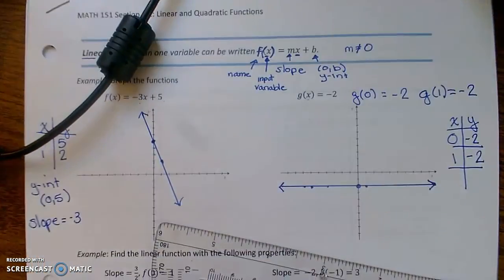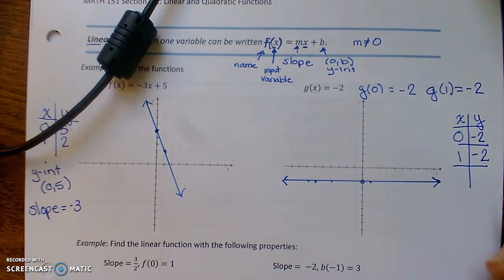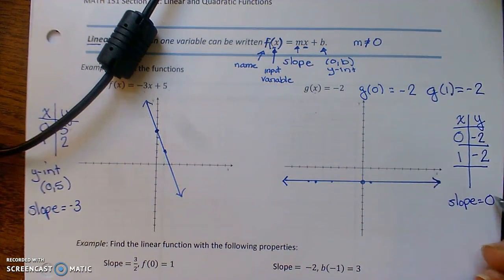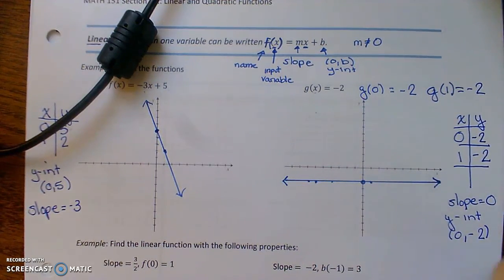All right, so then some things to note. What is your slope? The slope here is 0, and our y-intercept is, obviously, negative 2.